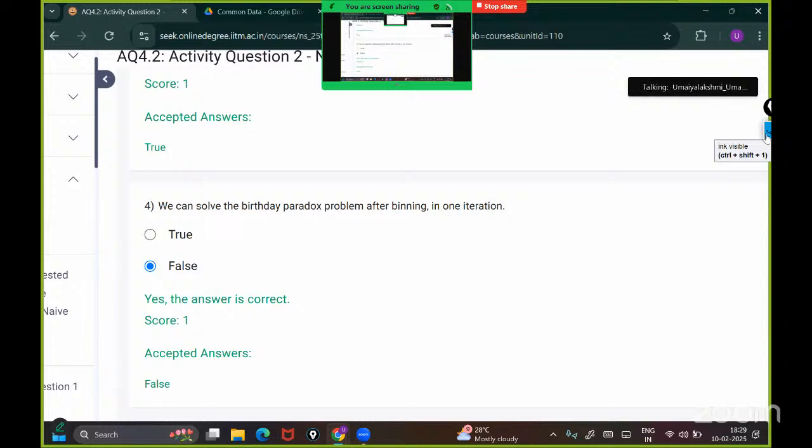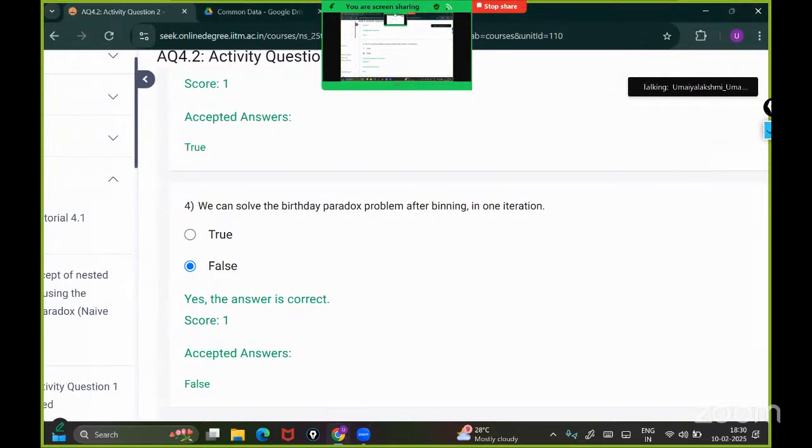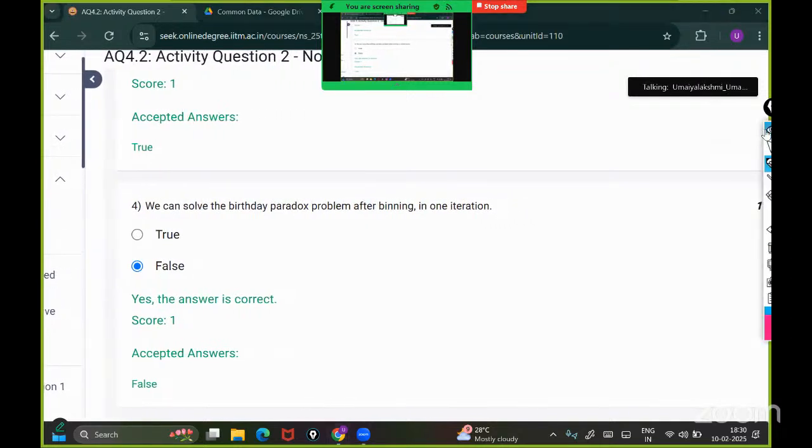In this question they are saying after binning. After binning, it means the first iteration we have completed. For binning you need an iteration, right? After that only, inside the bin. So you are saying that after binning. So we do bin without iteration? No, here it is mentioned as a single iteration. Single iteration, we cannot do that, right?